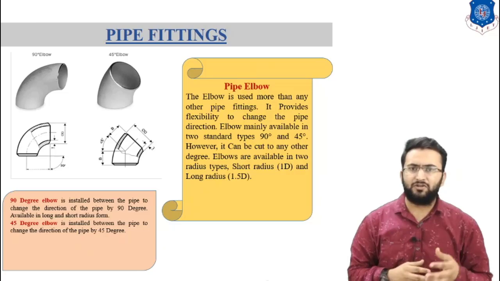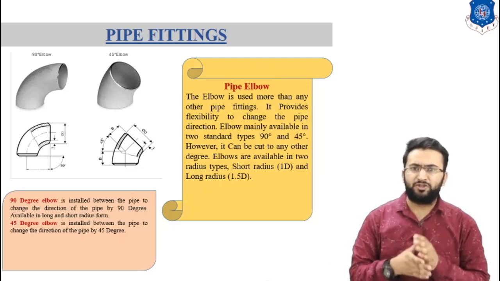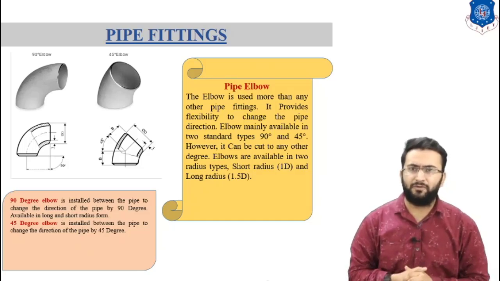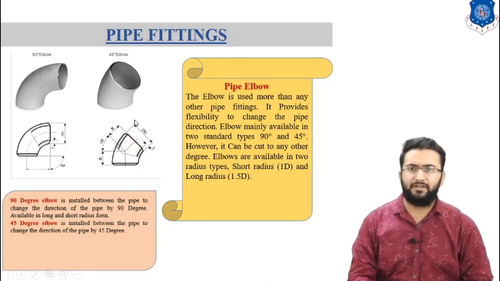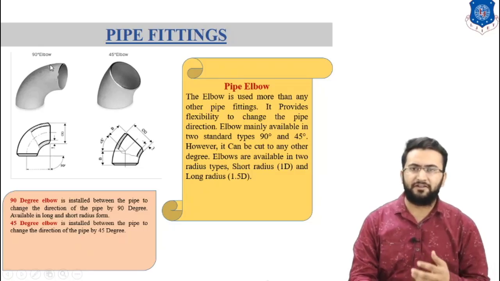90-degree elbow is installed between the pipes to change the direction of pipe by 90 degree, whereas 45-degree elbow is installed between the pipes to change the direction of pipe by 45 degree. So these both are elbows. This is one 90-degree elbow, whereas this is one 45-degree elbow. The angle between inlet and outlet is 45 degree. That's why it's called 45-degree elbow, whereas in this elbow the angle between inlet and outlet is 90 degree. That's why it's known as a 90-degree elbow. 90-degree elbow is used to change the direction at 90 degree, whereas 45-degree elbow is used to change the direction of pipe at 45 degree.